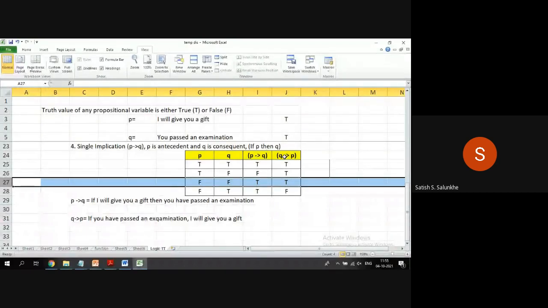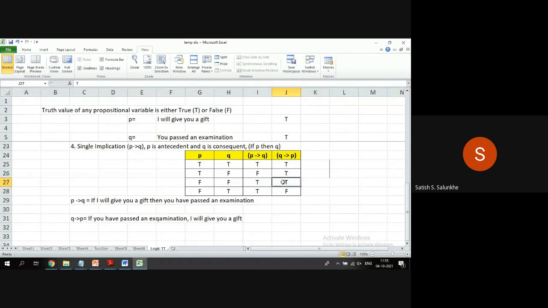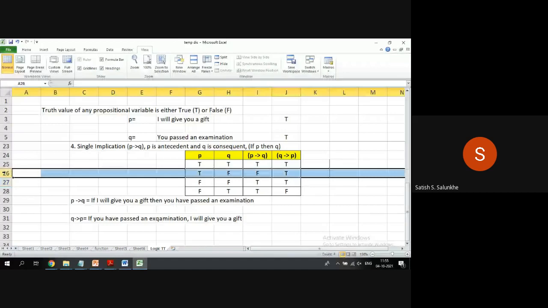My promise will get violated when you pass the examination and I am not giving you a gift. You have not passed the examination, and I have not given you a gift. So, therefore, I have not violated my promise. Take another situation, that is true. You have not passed an examination. Still, I am giving you a gift. I can give you a gift. Nowhere have I declared earlier that if you do not pass, I will not give.